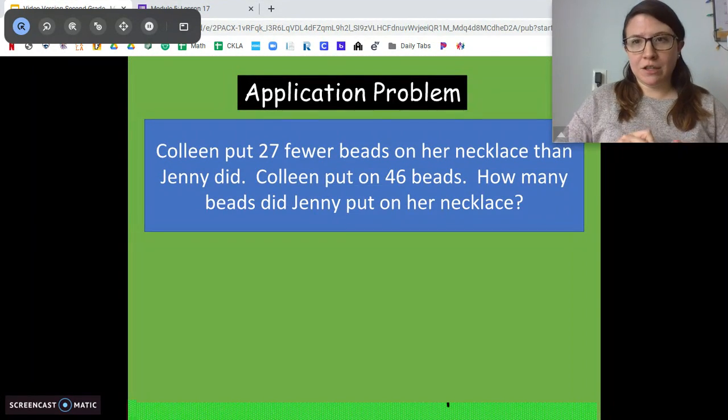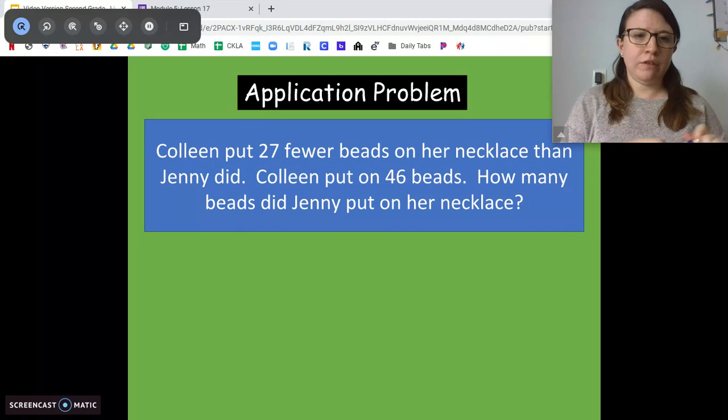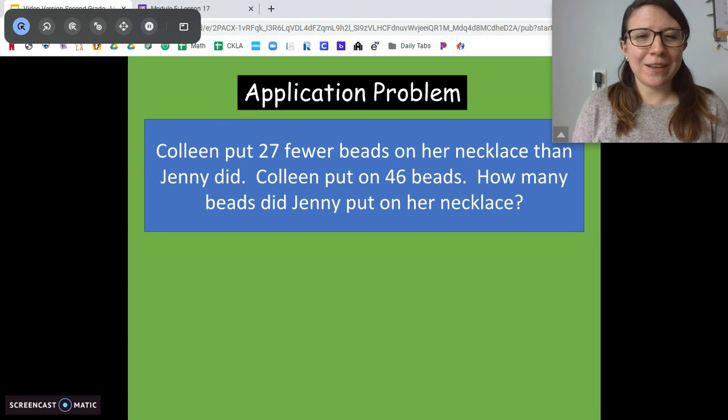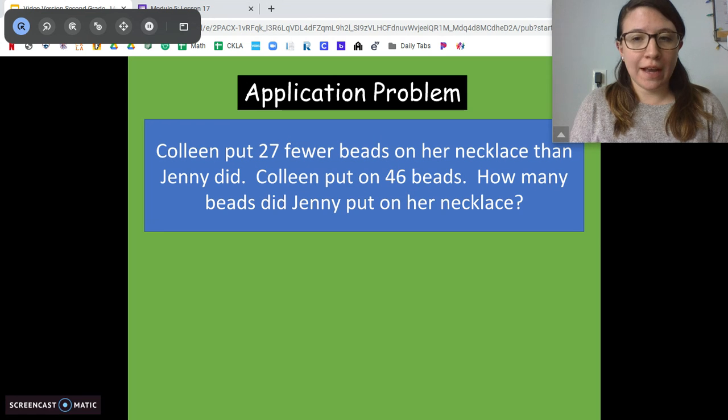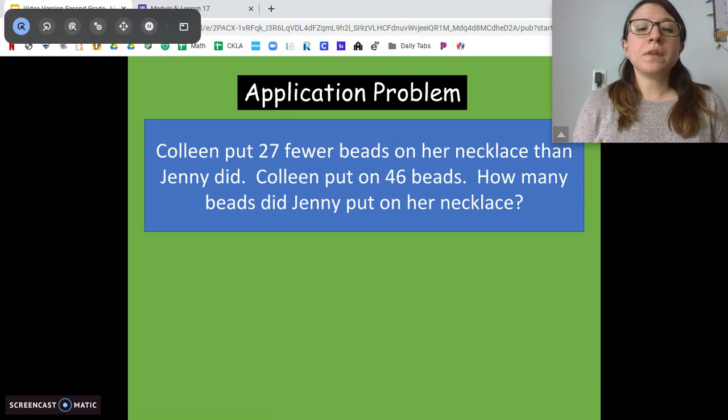Let's start with our application problem. I'll read it to you, I'll give you a little bit of insight, and then I want you to solve on your own. So our application problem today says, Colleen put 27 fewer beads on her necklace than Jenny did. Colleen put 46 beads. How many beads did Jenny put on her necklace?